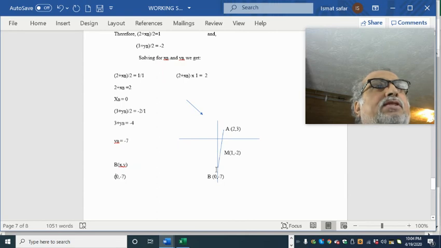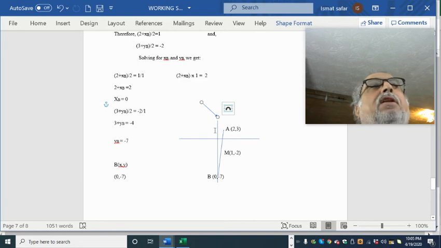This is the graph I told you about. It's the nice graph here. This is the midpoint here, 1, negative 2. This whole thing is the segment. This is where point A is. This is where point M is. This is where point B is. Okay, so what does that mean? This point A is 2, 3.